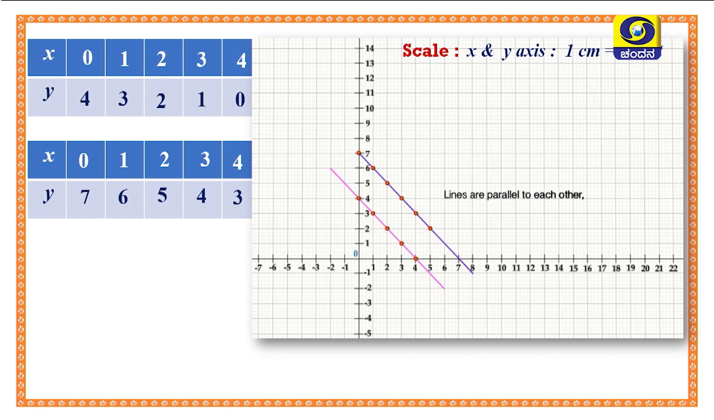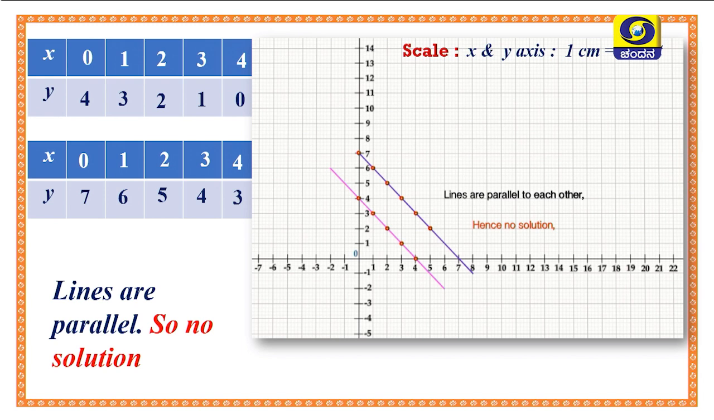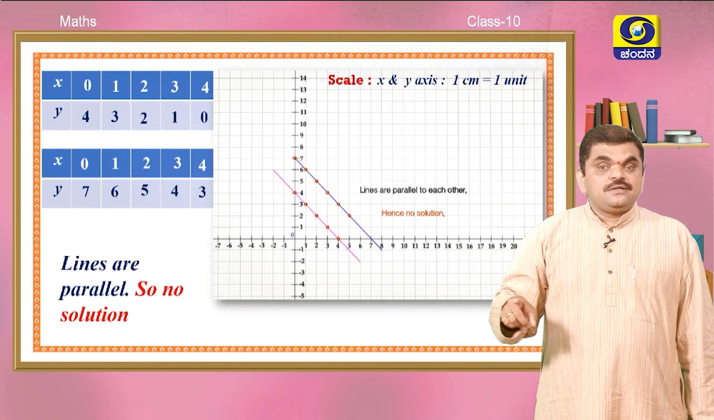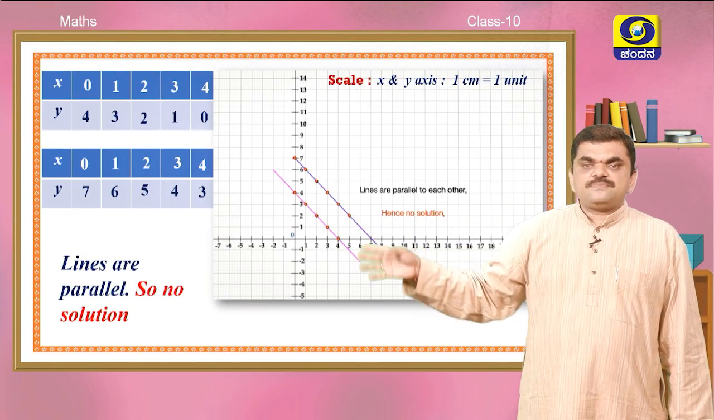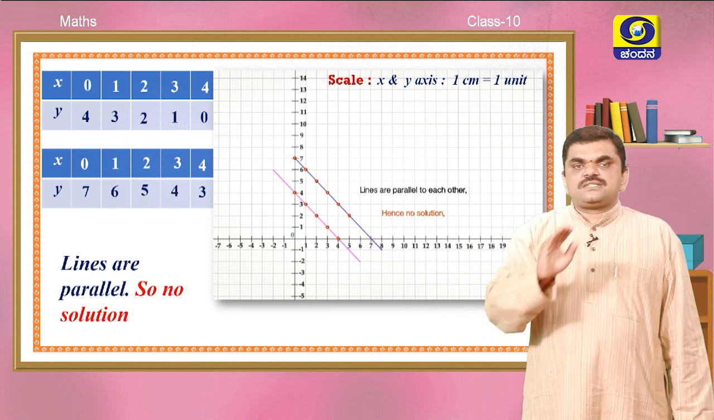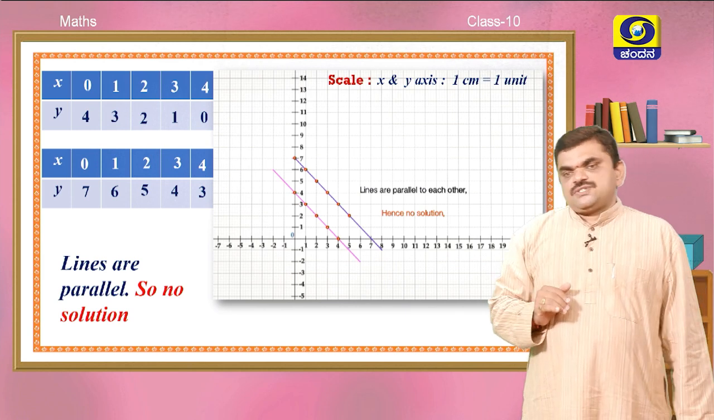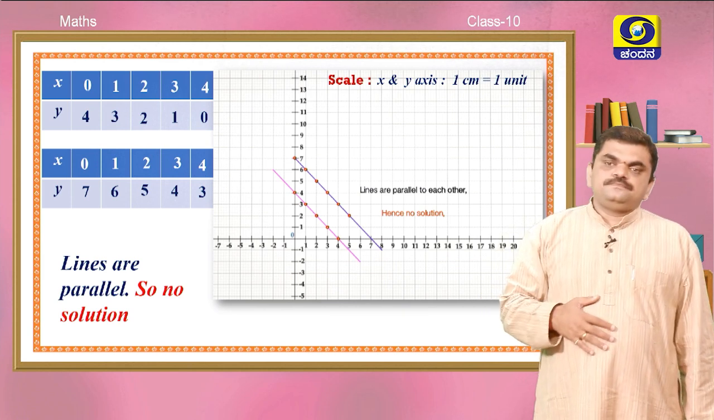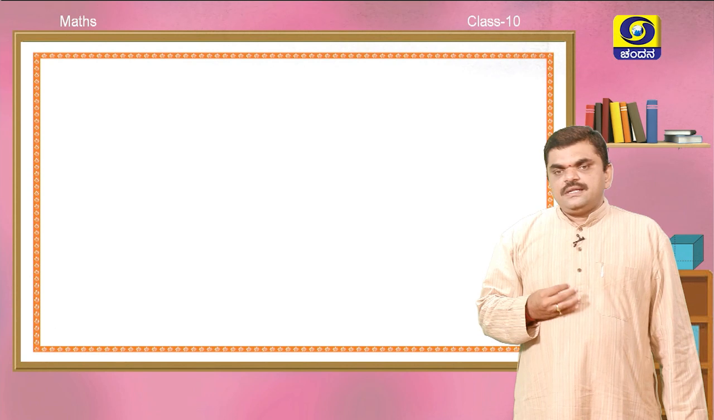They are parallel to each other, we won't get any intersection point. In our first class, we learned that when two lines become parallel, there is no solution. Here also, when these two lines become parallel, there is no solution. There is no solution for such kind of equations, children. Understand? Okay, let us move on to the next problem.